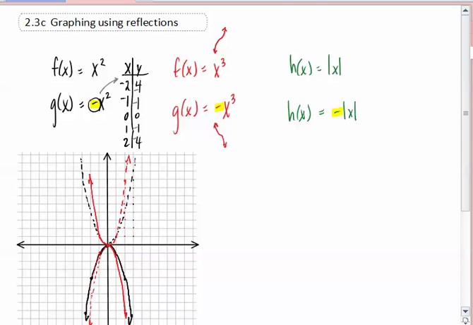Okie doke, and let's do this last one. I know that this function here makes a V, right? Absolute value function makes a V, and it goes right through the 45 degree angle on your paper. Okay, there's that. This one goes right through the 45 there as well.